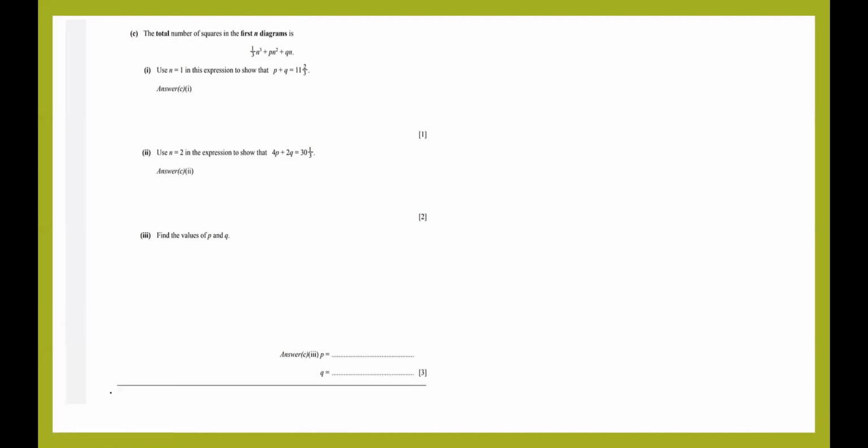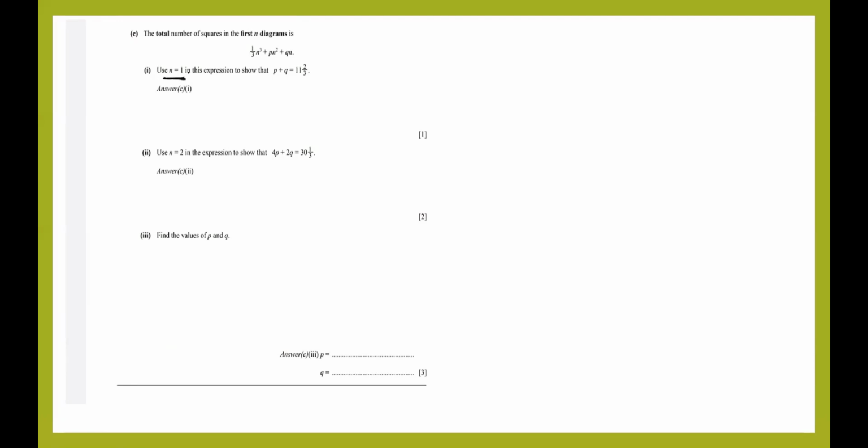So why am I doing cumulative addition? Because it's mentioned here at the head of this question, the total number of squares in the first n diagrams. It means when n is 1, the first one. If n is 2, the first 1 and 2. If n is 3, first, second, third, adding together. So let's do it in here.